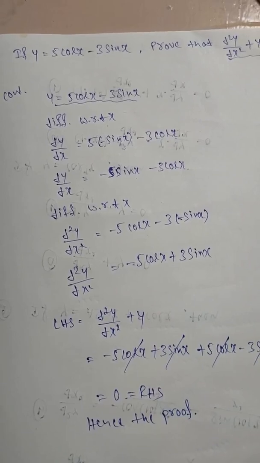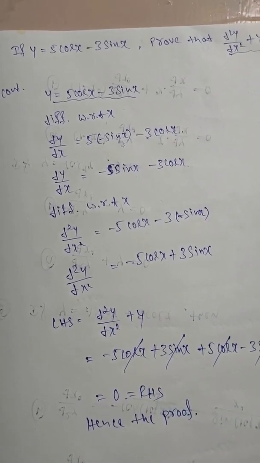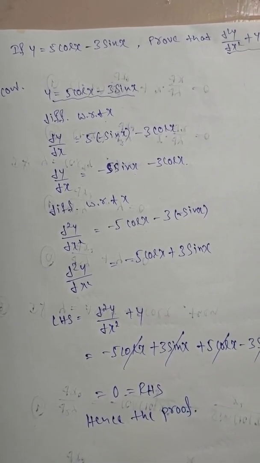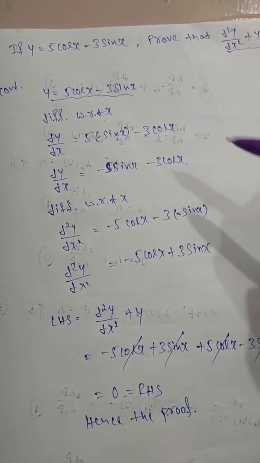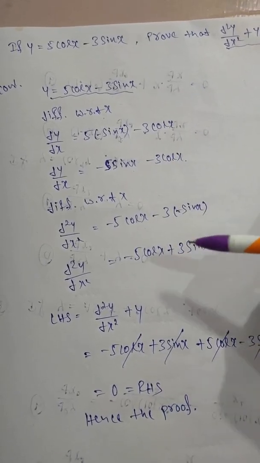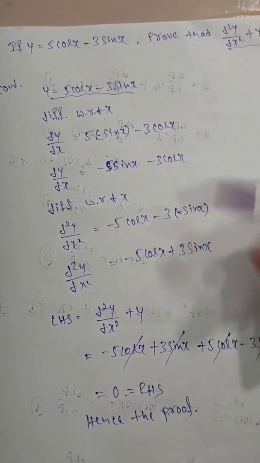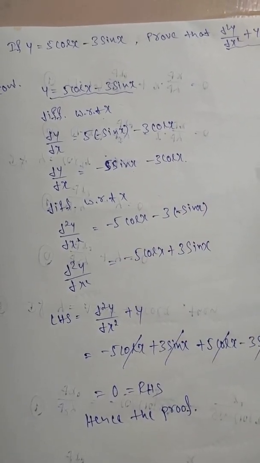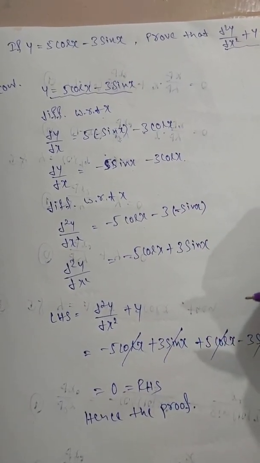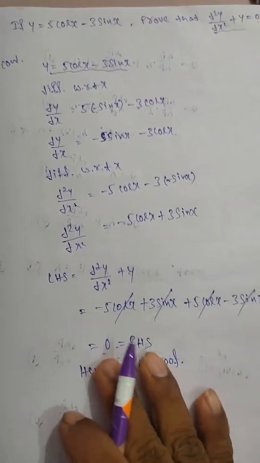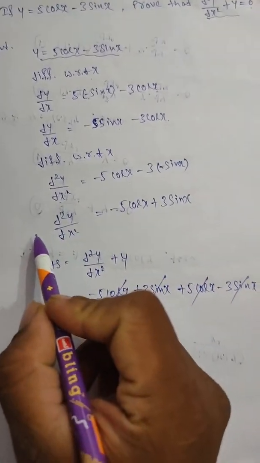So this is one type of problem. Here, to prove this problem, we differentiated the function twice and substituted. So we have another type of problem. The same problem we can do like this also. See here, I am continuing this problem from this step.